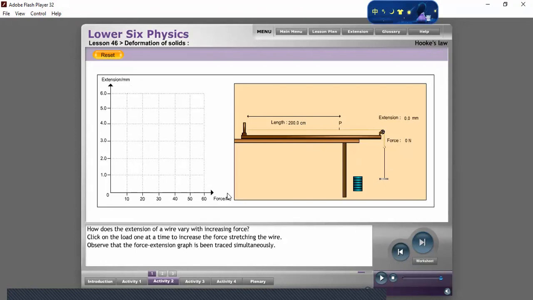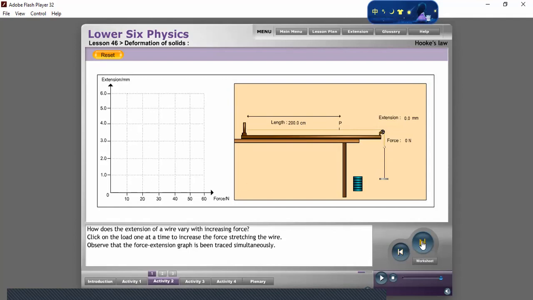This obeys, whose law is it? That is Hooke's law. So Hooke's law says that the extension of an elastic material is directly proportional to the applied load, provided that it does not exceed the elastic limit. This means that the applied load and the extension are still within the elastic limit.